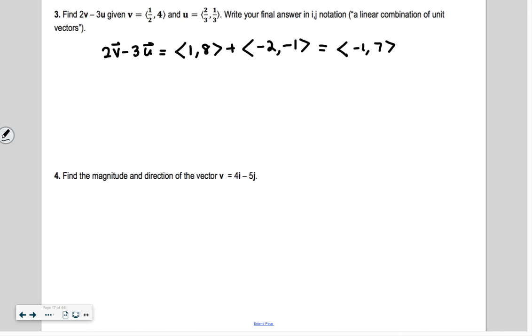So if I ask you to write the final thing in ij notation, what would you write this as? Negative i plus 7j, done. So it's really not dramatically different. We got this.